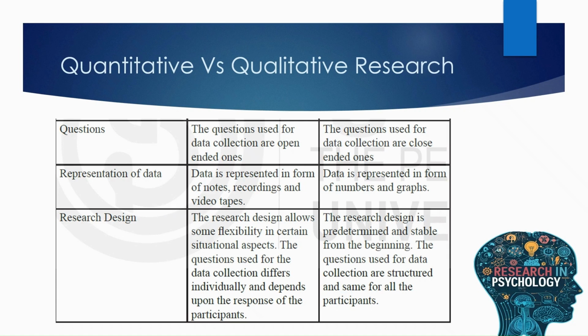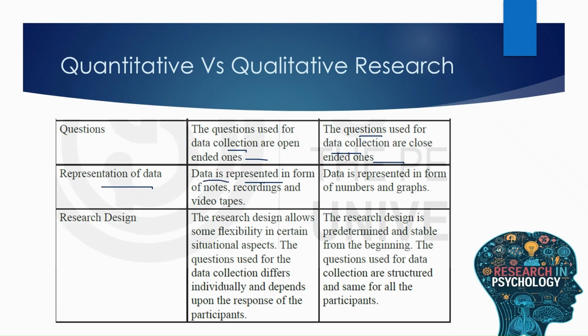So the third feature for differentiating between quantitative and qualitative research is questions. The questions used for data collection are open-ended ones in qualitative research because we are looking for a detailed description or detailed data. While in quantitative research, the questions used for data collection are close-ended ones, which means yes, no type questions, true or false type questions, or maybe you have to write a specific word or a number as asked, right? Then about representation of data.